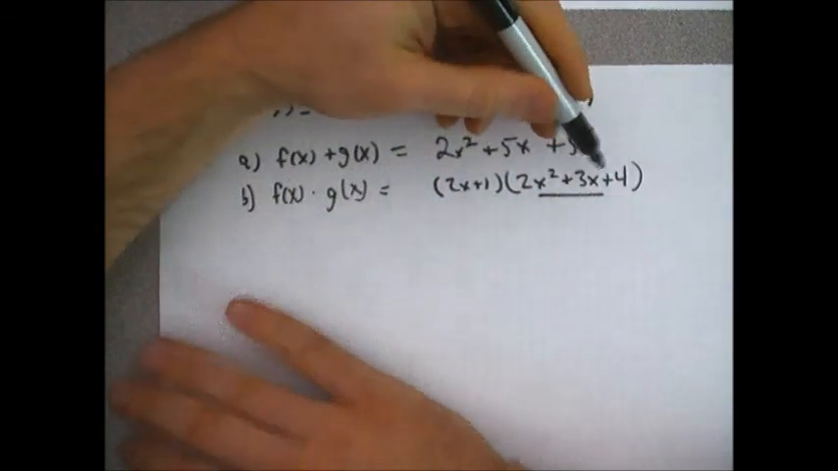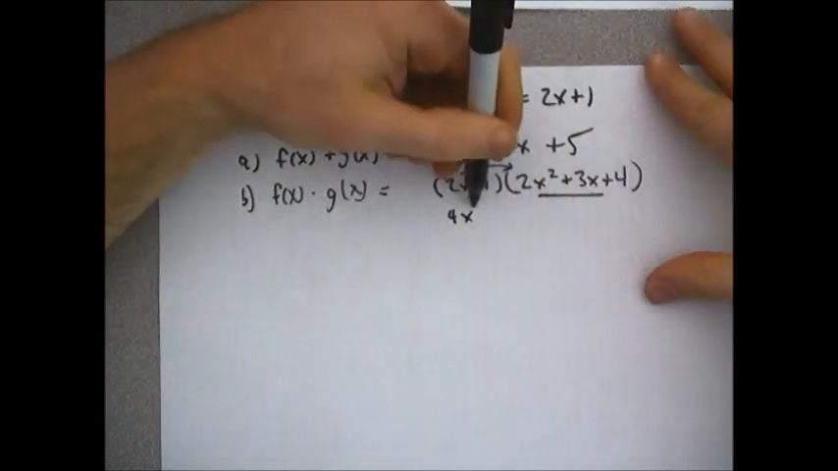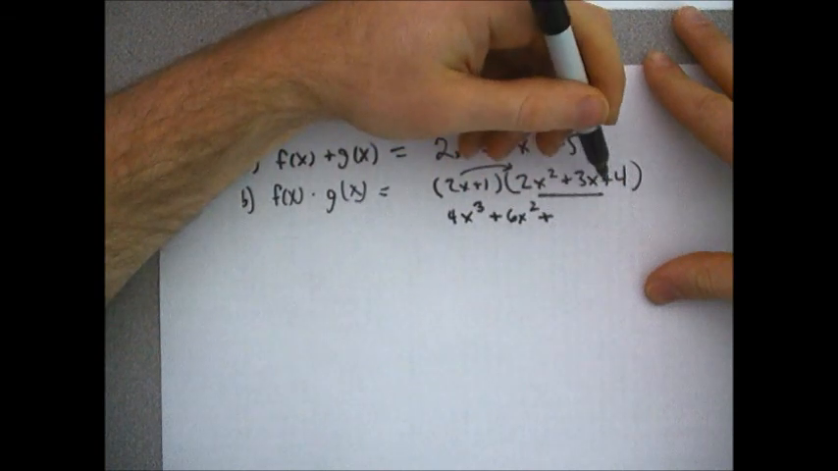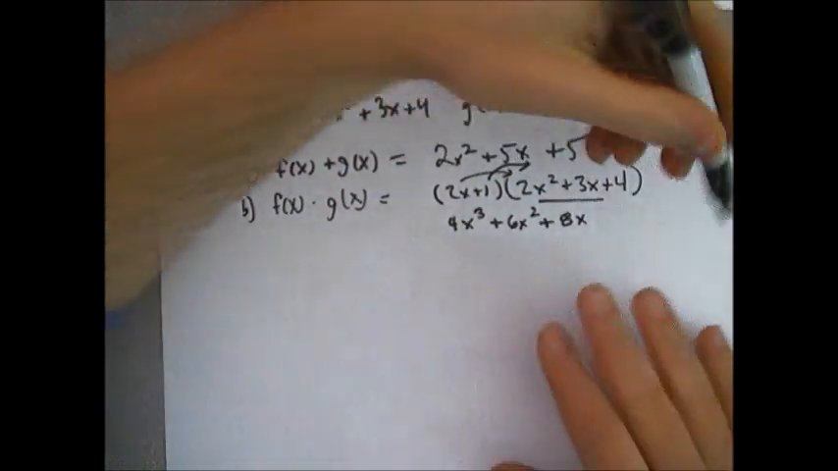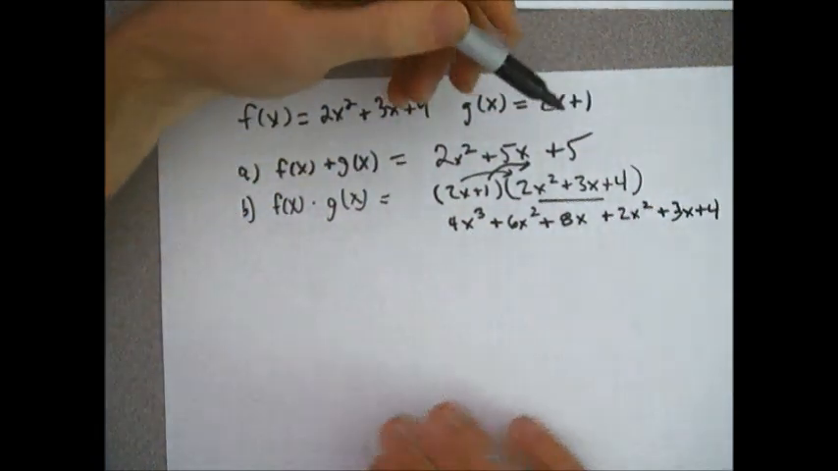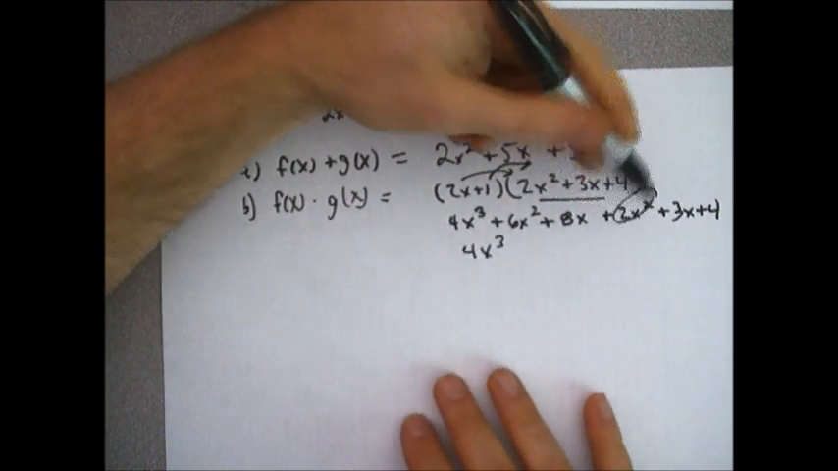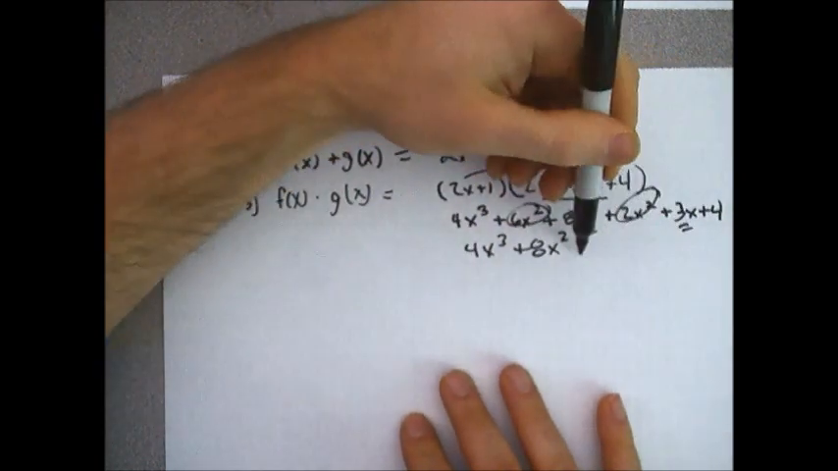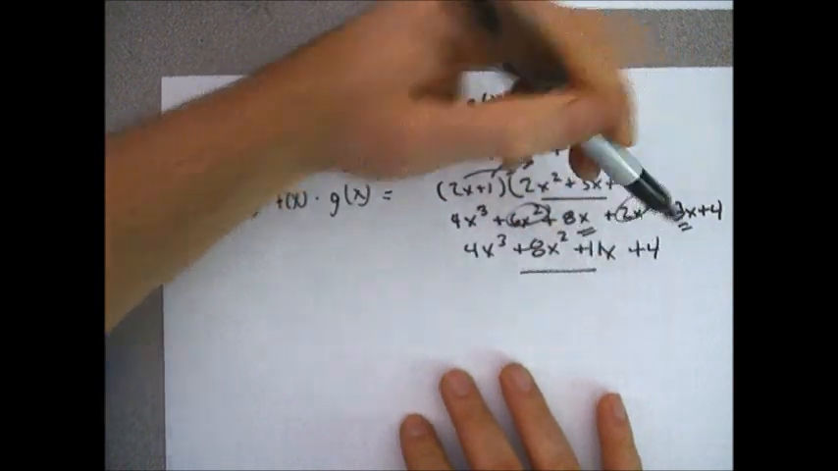So if I distribute the 2x into everything, this is going to be 4x to the 3rd plus what? 6x squared. Good. Plus 8x. Good. And then I take this 1 and do the same thing, but anything times 1 is just itself, right? So plus 2x squared plus 3x plus 4. Looking for like terms. 4x to the 3rd, 6x squared and 2x squared give us 8x squared. 8x and 3x is 11x, and left over at the end is the 4.